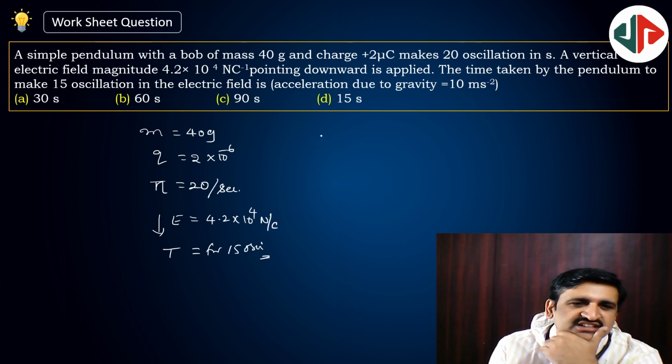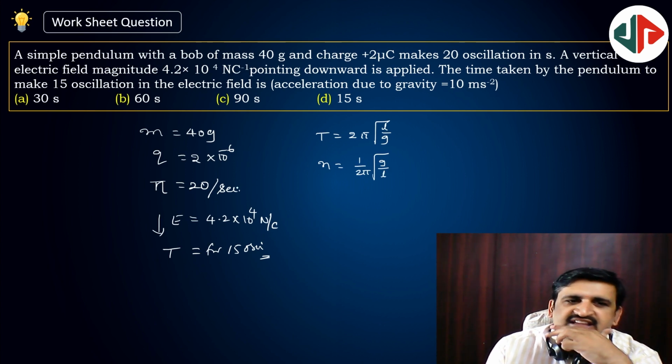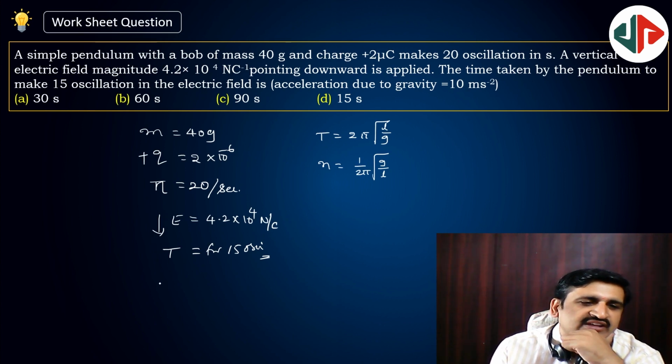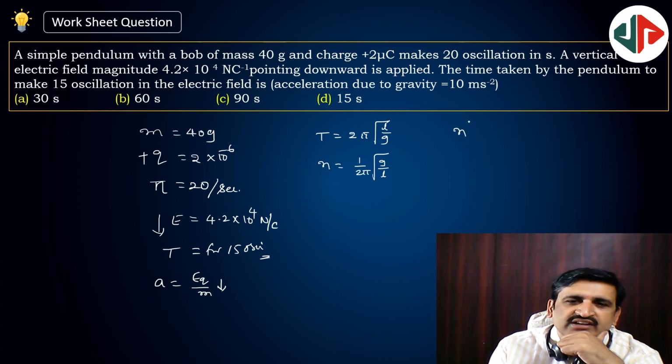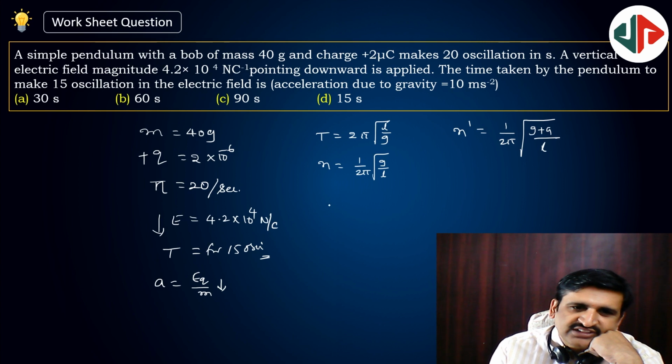First case is time period T equal to 2 pi root L by G, everybody knows. So frequency N equal to 1 by 2 pi root G by L. Now this is having charge plus Q. The downward field is applied, that means its force is also downwards. Then obviously there is an acceleration EQ by M in the downwards direction. Obviously the new frequency will be 1 by 2 pi root over G plus A by L. So on dividing one with the other, N dash by N is equal to root over G plus A by G.